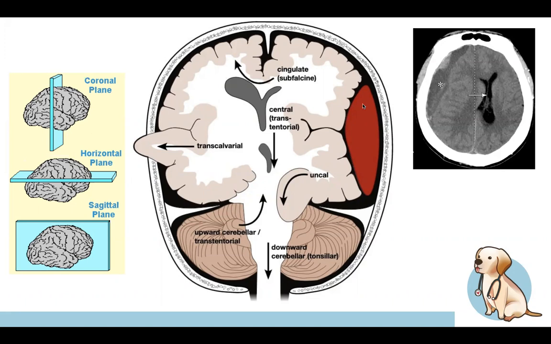So the mass can be a hemorrhage like it is here. It can be a tumor. It could be edema from like an infection or inflammation, so like meningitis or encephalitis. All these things can increase the intracranial pressure and cause herniations to happen. So subfalcine ones are probably the easiest to see on a CT and probably the only one you'd ever be expected to see at this stage.